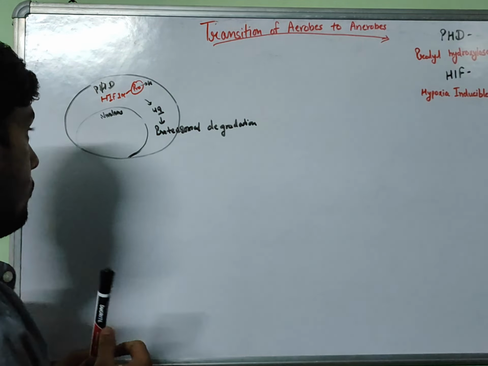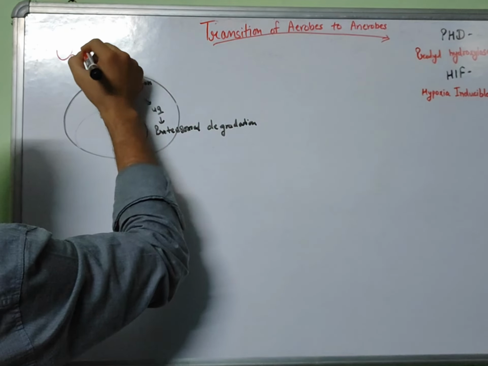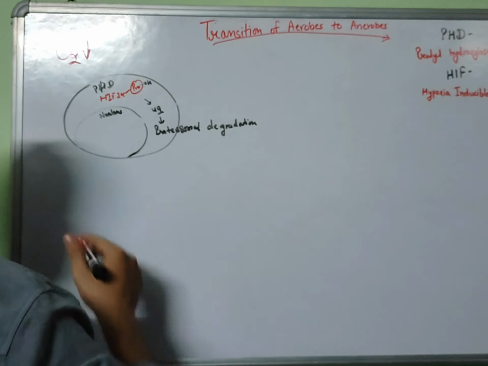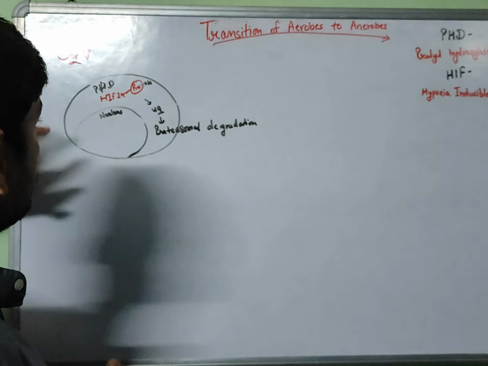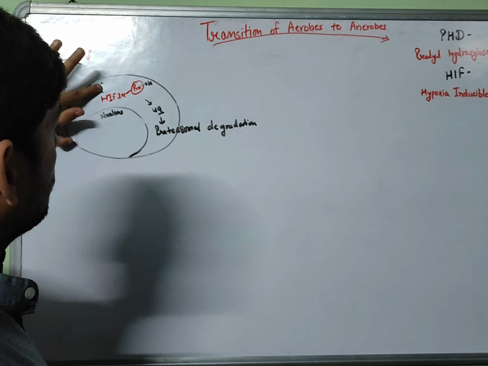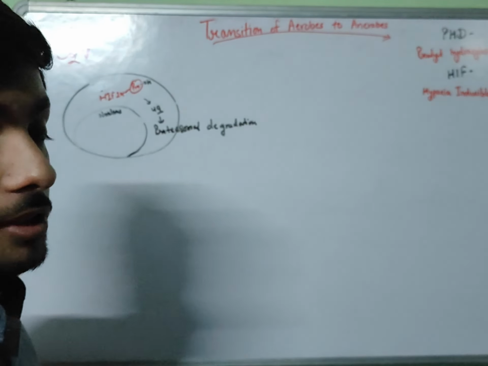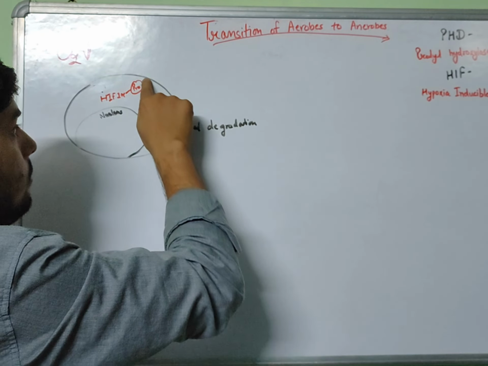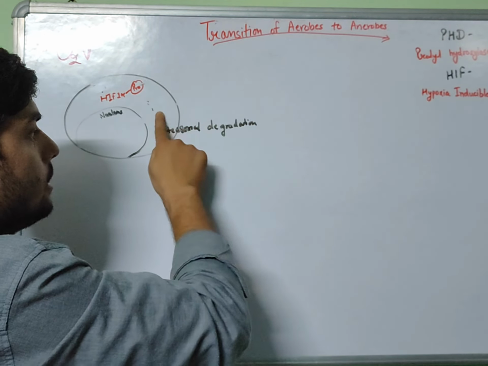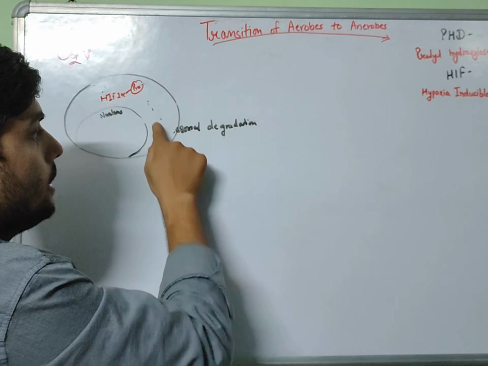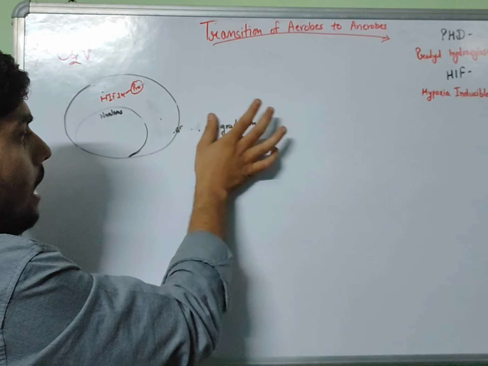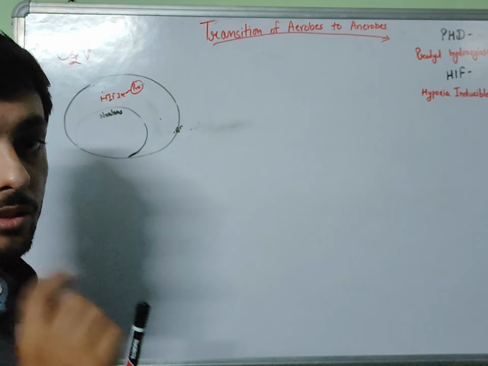Since there is proteasomal degradation, HIF1 alpha will not function in normal oxygen condition. But when the oxygen level drops, first of all this PHD functioning will stop. If PHD functioning stops, there will be no hydroxylation, no ubiquitination and no proteasomal degradation of HIF1 alpha.